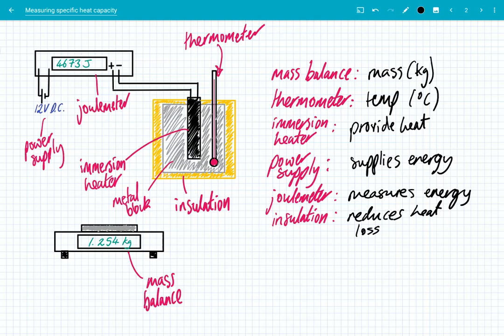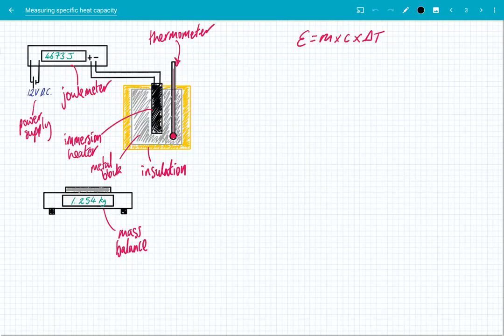Let's have a look at the method that we're going to use and the calculation that we have to do to determine the specific heat capacity of our metal block. So the equation for the energy required to heat a substance up is given by energy is mass multiplied by specific heat capacity multiplied by the change in temperature.